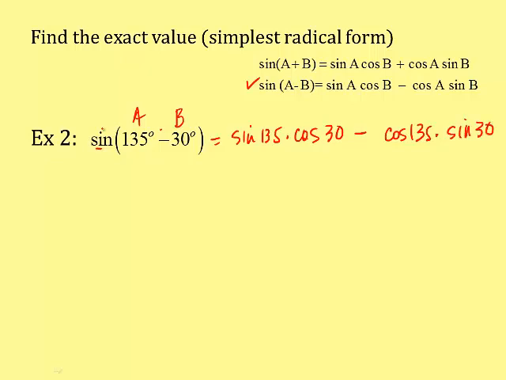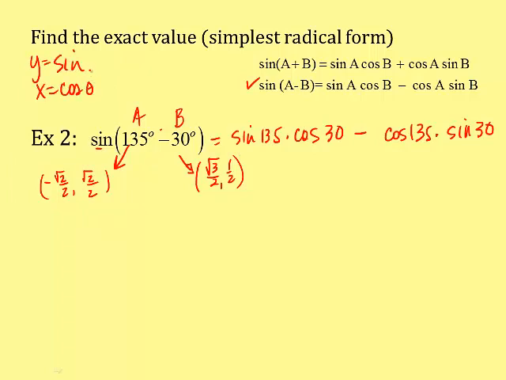All right, so let's look at our unit circle and get our points, okay? Angle A is 135, and the coordinate pair there is negative square root of 2 over 2, square root of 2 over 2. And 30, what's the coordinate pair there? Well, it's square root of 3 over 2, 1/2. Okay, remember, y is the sine, x is the cosine. Please know that. Please, please, please.